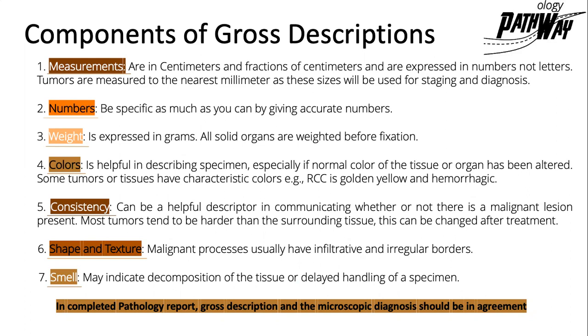Consistency can be helpful in communicating whether or not there is a malignant lesion present. Most tumors tend to be harder than the surrounding tissue, but this can change if the patient received treatment. Shape and texture, malignant processes usually have infiltrative and irregular borders. Again, this will help the pathologist identify the lesion. Smell may indicate decomposition of the tissue or delayed handling of the specimen. In a completed pathology report, gross description and microscopic diagnosis should be in agreement.